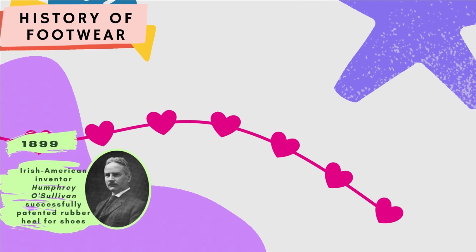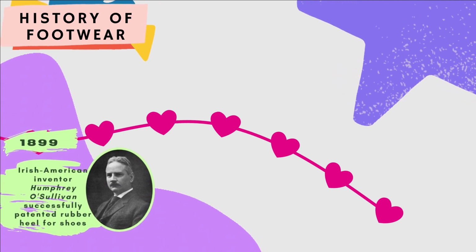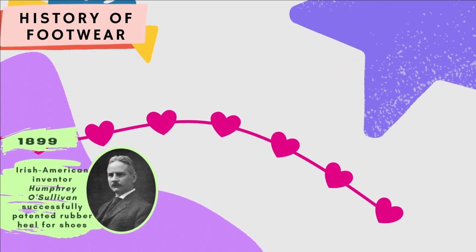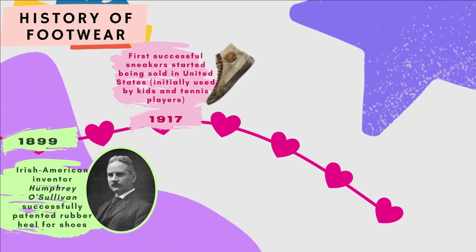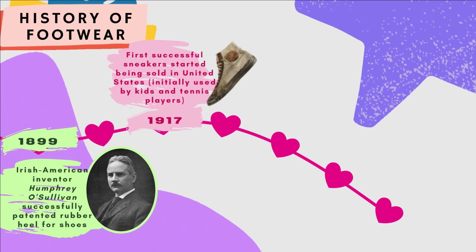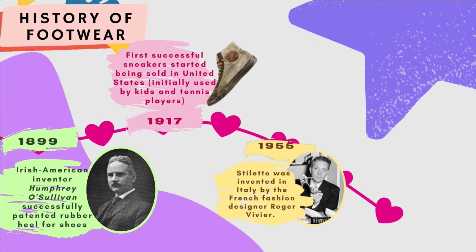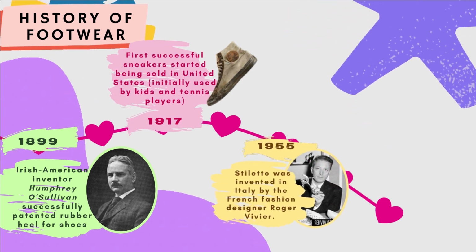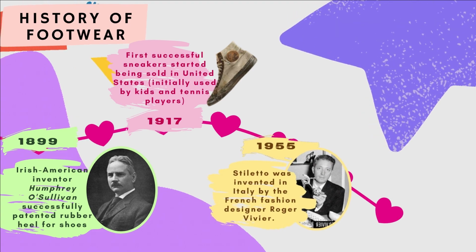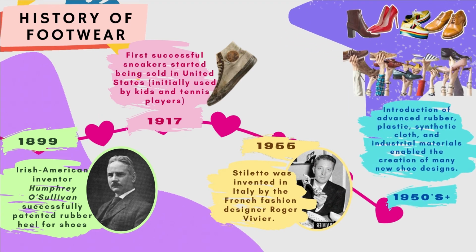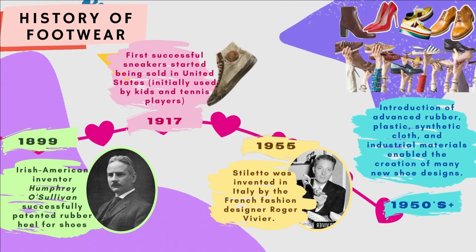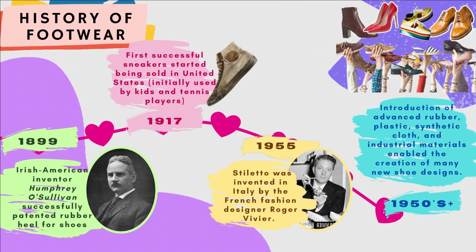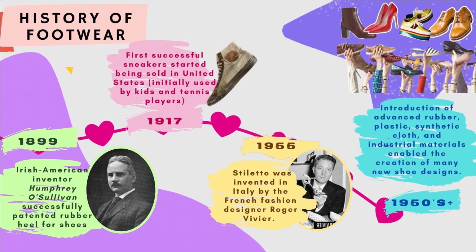Approaching the 19th century, an Irish-American inventor, Humphrey O'Sullivan, successfully patented the rubber heel for shoes. Then, in 1917, the first successful sneakers started being sold in the United States for kids and tennis players. In 1955, the stiletto was invented in Italy by the French fashion designer Roger Vivier. In the 1950s and beyond, we were introduced to advanced rubber, plastic, synthetic cloth and industrial materials that enable us to create many more new shoe designs.